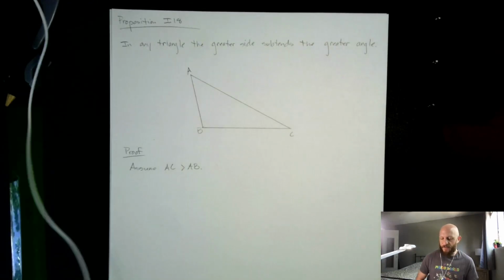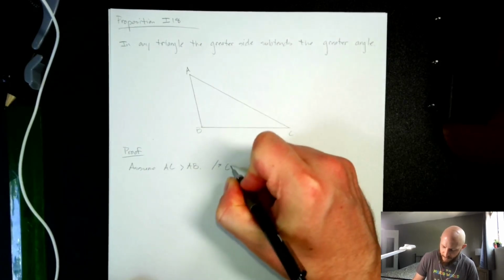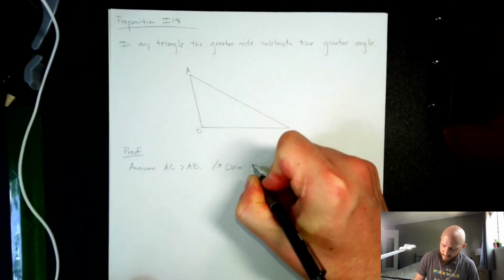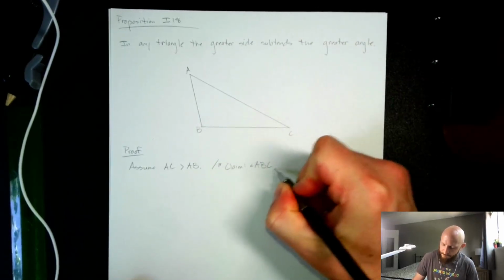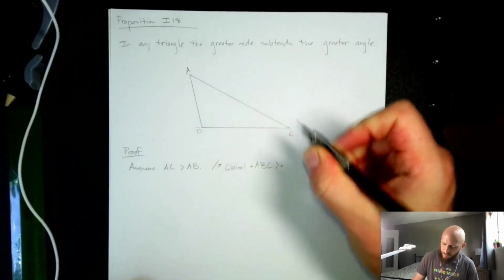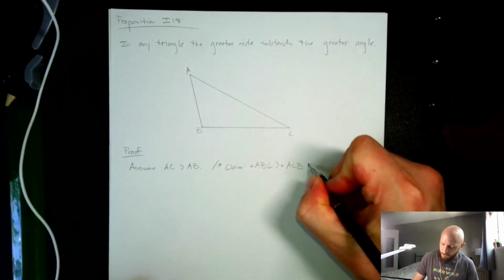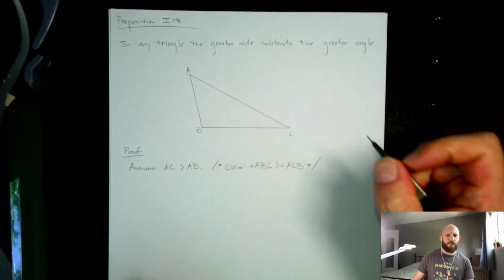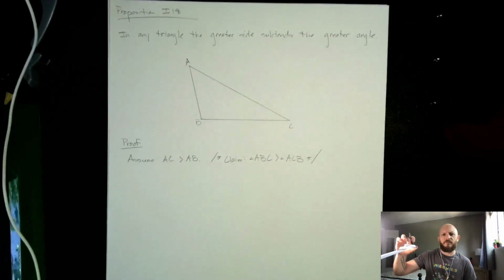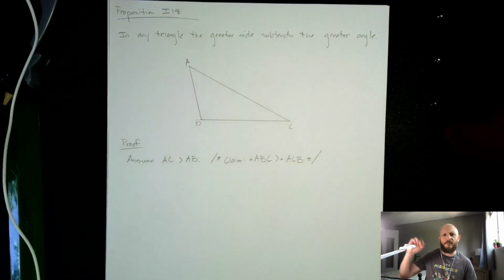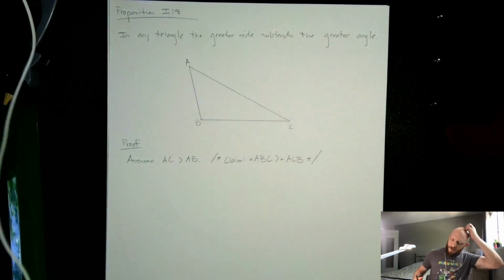All right, so then the claim, and I'll write this. Claim is that angle ABC is larger than angle ACB. That's really what we need to prove. See if I can focus that a little bit better. Oh yeah, maybe that's a little better. All right, so how does it go?